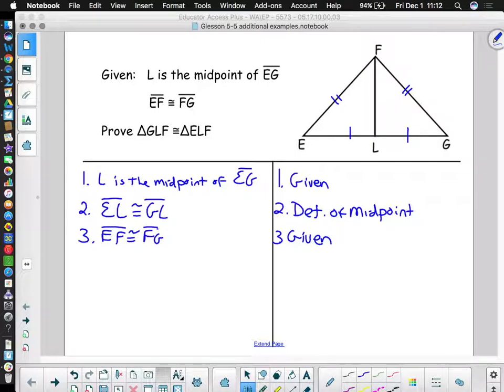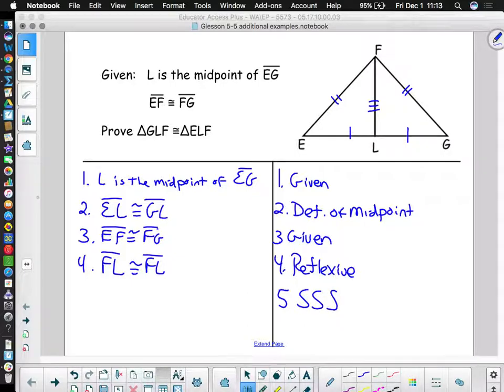So next thing we have to do is we have to look at the picture. What's the picture giving us? What do you get? Yeah. We have that shared side. Reflexive. Yep. Now, I have 3 pairs of corresponding parts congruent. And when I look at them, it's pretty clear which shortcut we're using, isn't it? SSS.